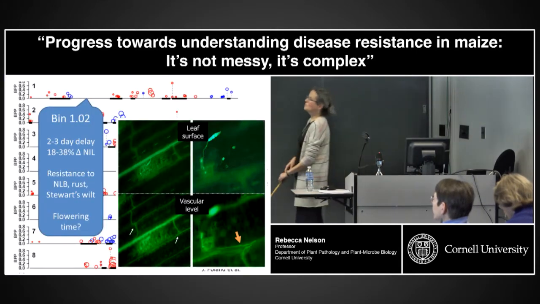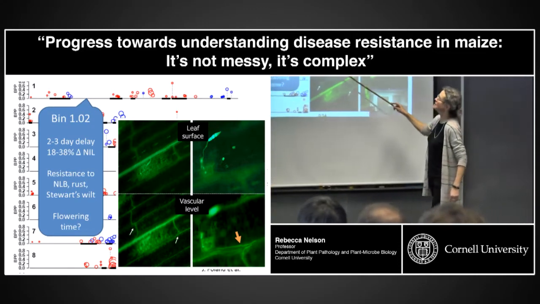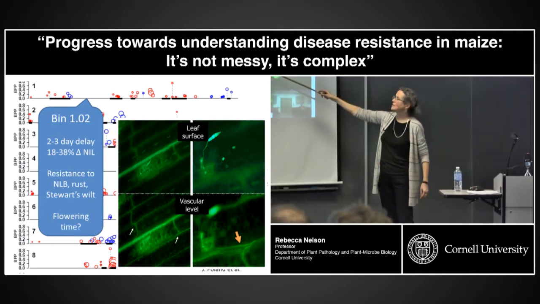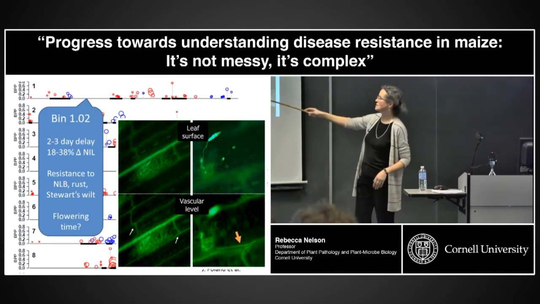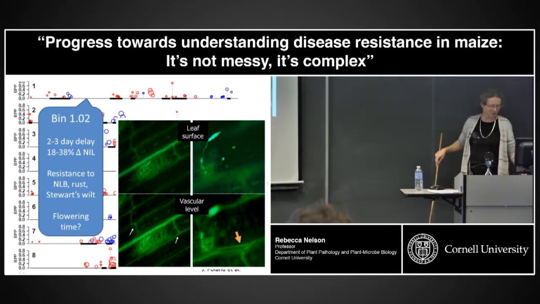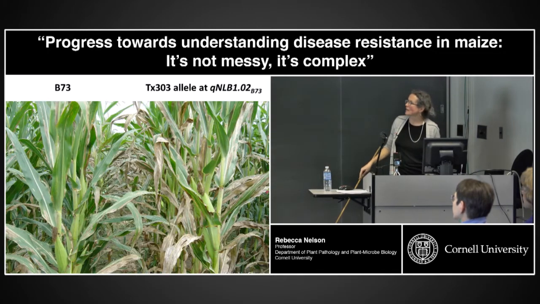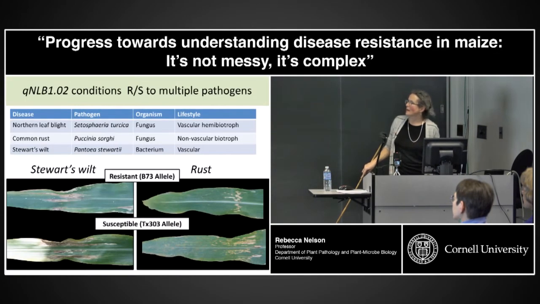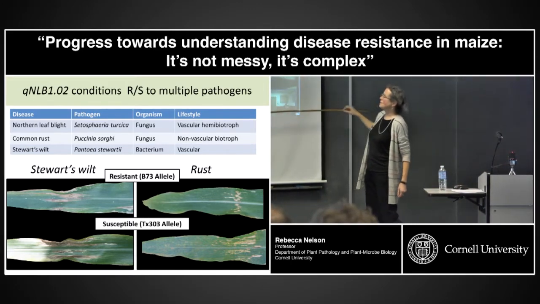So looking at this bin 102 effect, affecting that vascular invasion here, it delays disease by 2 or 3 days, has a big effect on disease, and has this interesting property that I mentioned of conditioning multiple disease resistance, northern leaf blight, rust and Stewart's wilt, and based on 1 year of measurements, also flowering time. So you know, it's a big effect that we have no problem seeing in the field, in the isolines. And again, I mentioned it affects not only northern leaf blight, but also common rust and Stewart's wilt, shown here. So the TEX-303 allele gives susceptibility to all three of those diseases.